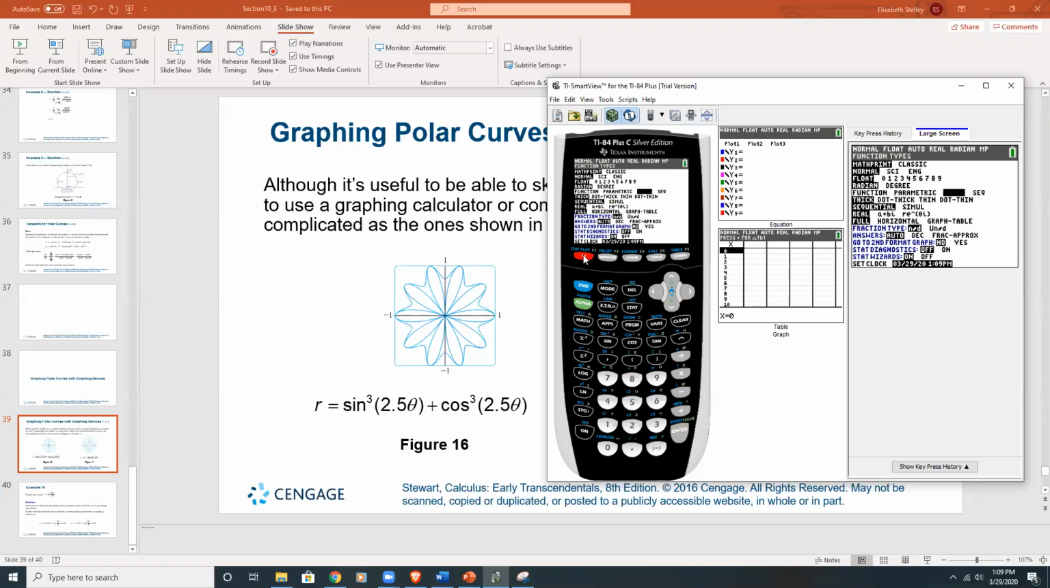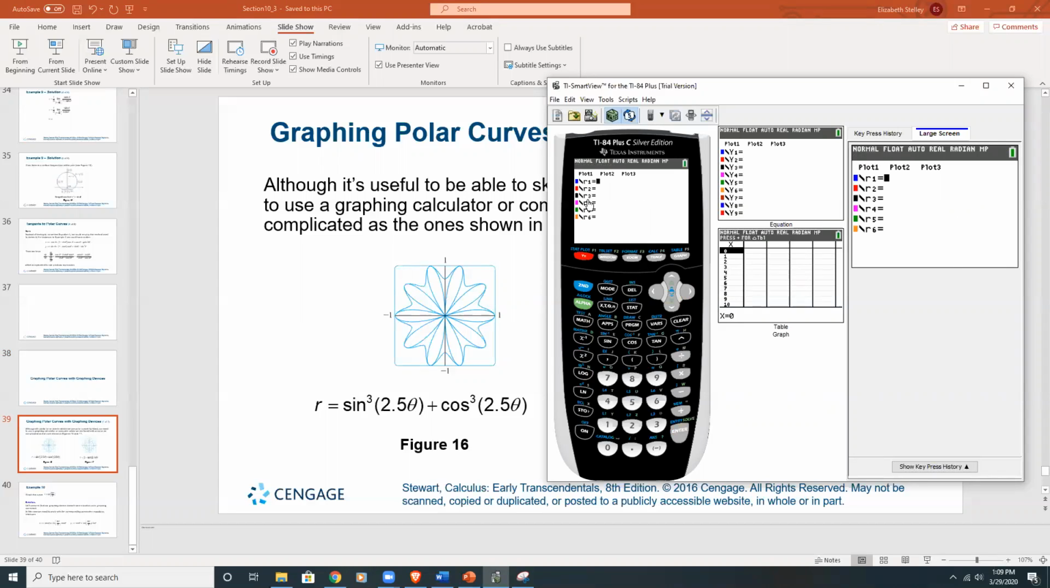So I'm going to go to the y equals screen, and now you're going to see r equals. In parametric, we had x and y, and in function mode, you just have y equals. So now we have r equals, and I can directly type in my formulas. So I have to do a sine cubed, so I'm going to use parentheses. Remember to be very careful all the time.